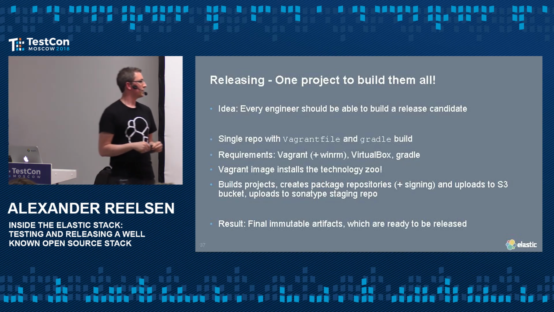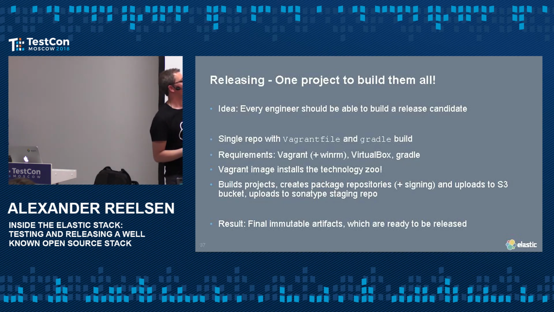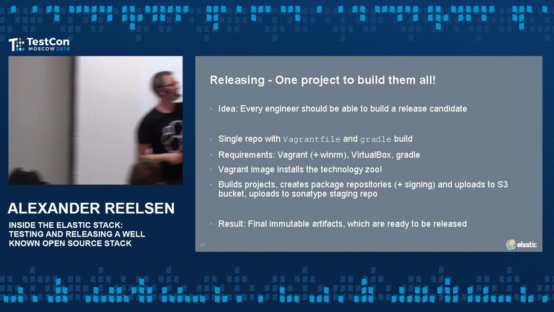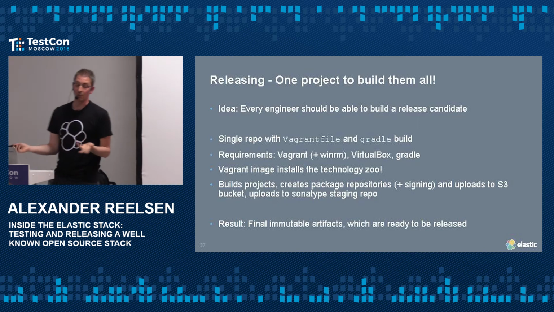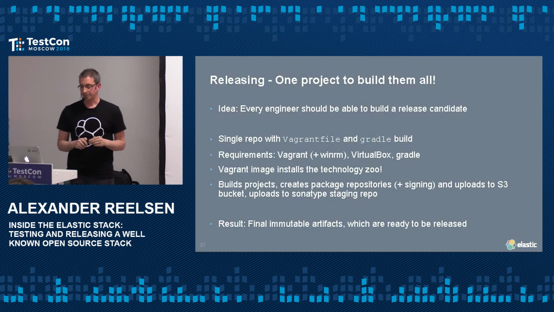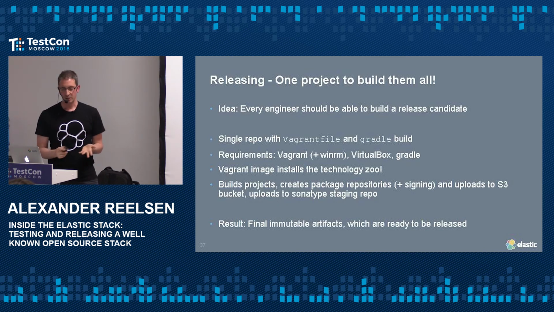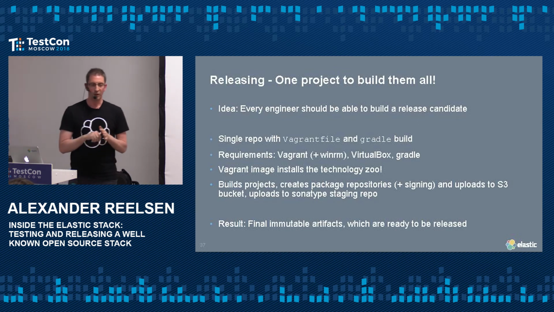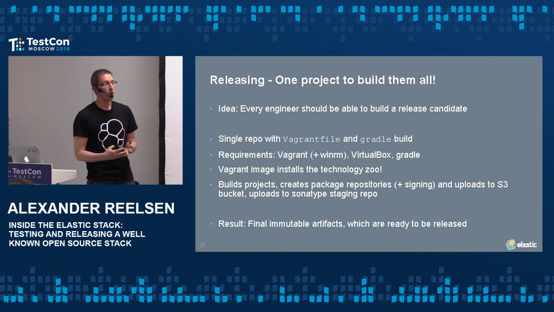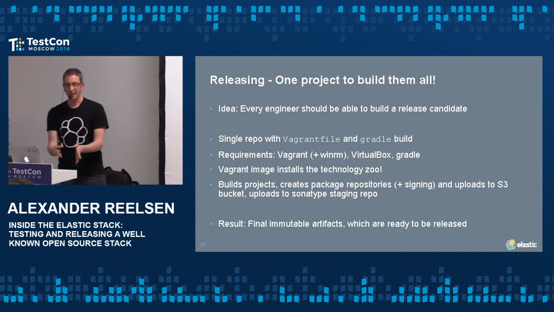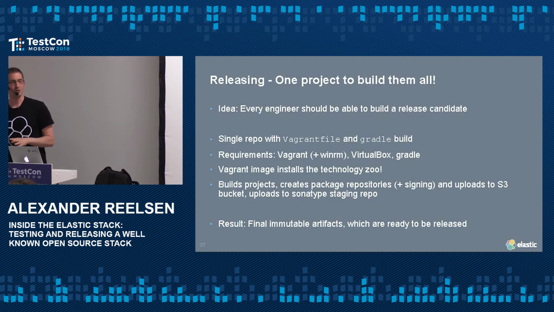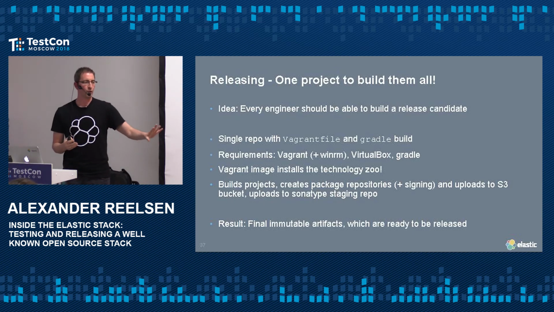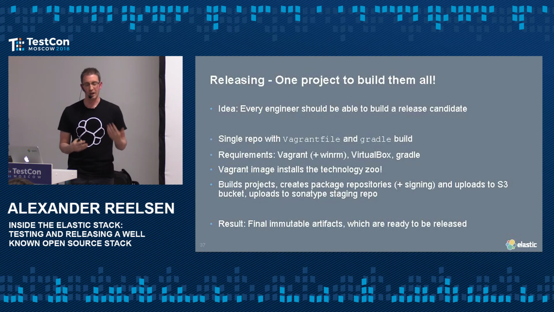And the important part of this is that this tool builds our product, creates package repositories, also signs the packages, which you need to be done for the Debian and RPM repositories, for example. And the result is important. The result is something which is called an immutable artifact. What you don't want to do is you create a release candidate, you test this release candidate, and then you say, oh yeah, this testing was so great, now I'm building the artifacts for release, because you have no idea if something has changed in between with the number of projects we have.